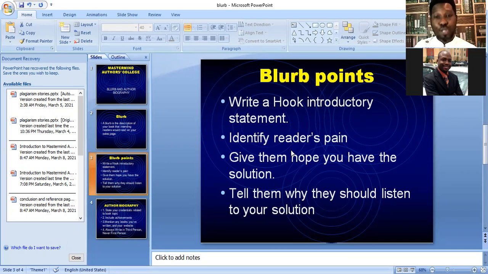But then you don't just identify the reader's pain, you also want to give them hope that you have the solution to that pain and that problem. So your blurb should be able to give hope to the reader that, even though they have this problem, there is a way out. You have 5 practical ways to stop living a luxurious lifestyle or to stop spending lavishly, and then how to invest.